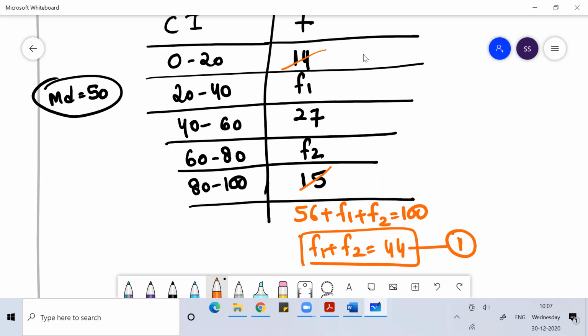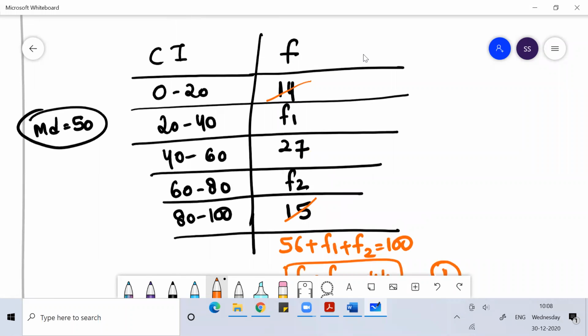Anyone have any doubt? So write this as the first equation.